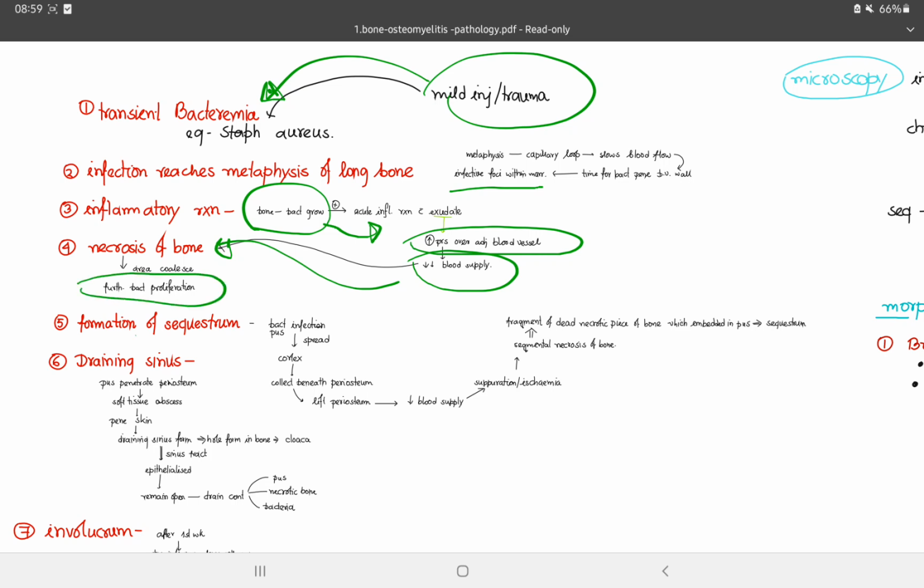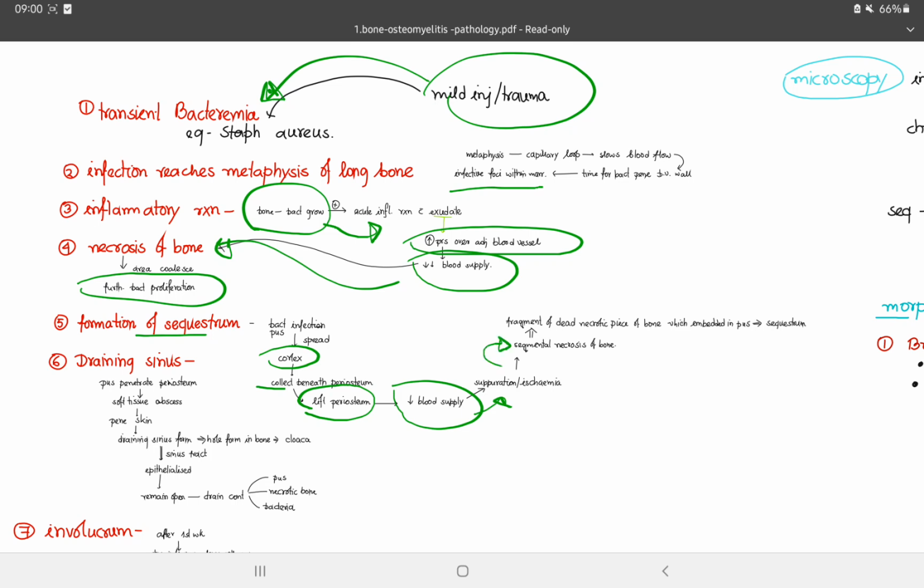Then the formation of the sequestrum. Bacterial infection and pus will spread in the cortex and then collect beneath the periosteum and lift the periosteum, so it decreases the blood supply and causes suppuration or ischemia.